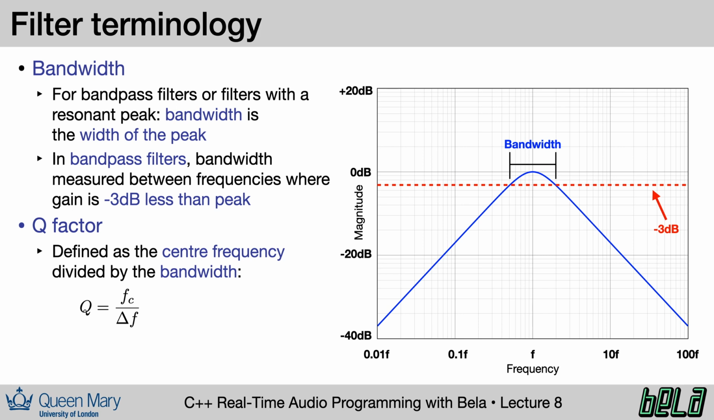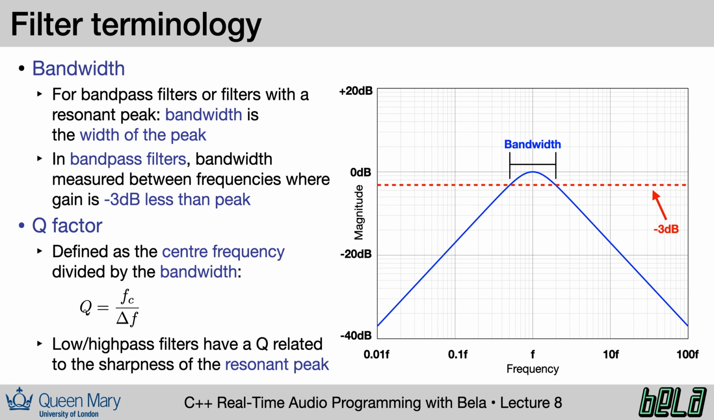We can also talk about the Q factor of a filter. Q is mathematically defined to be the center frequency of the filter divided by its bandwidth. In other words, the narrower the bandwidth, the higher the Q. The bandpass filter we see in the plot here has a Q of about 0.7.